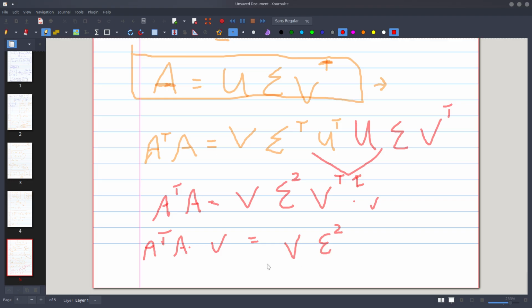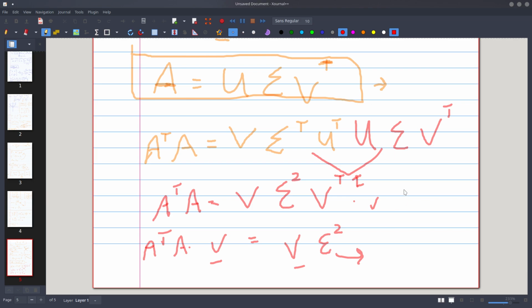What is this? This is very similar to Ax equals lambda x. So this guy is your eigenvector, and this is your eigenvalues here. I hope that's clear at this point. And so we've seen now that V really is just the eigenvectors of this A transpose A matrix here. And we said, what is A transpose A?